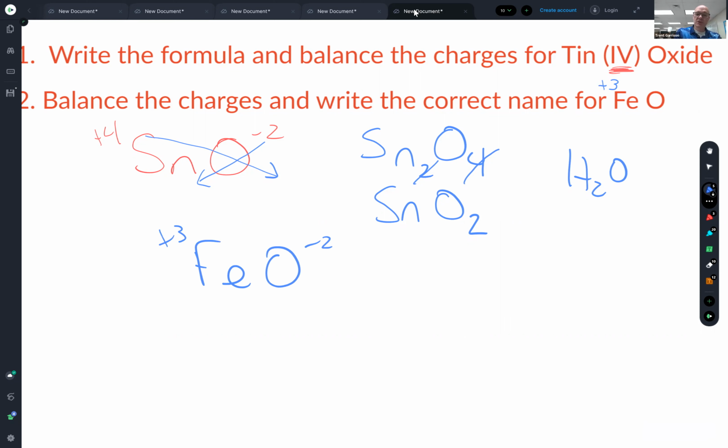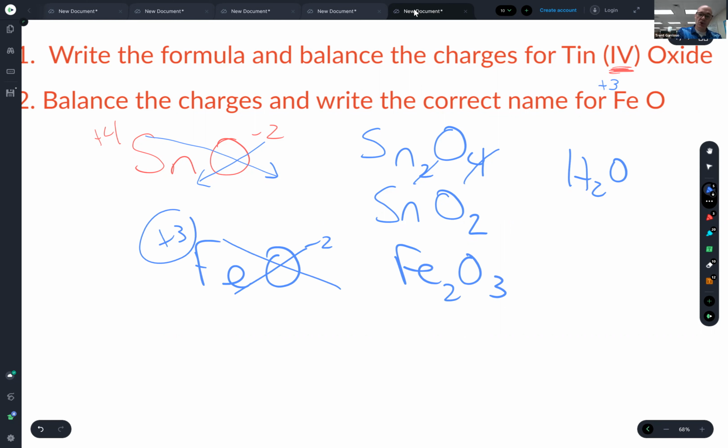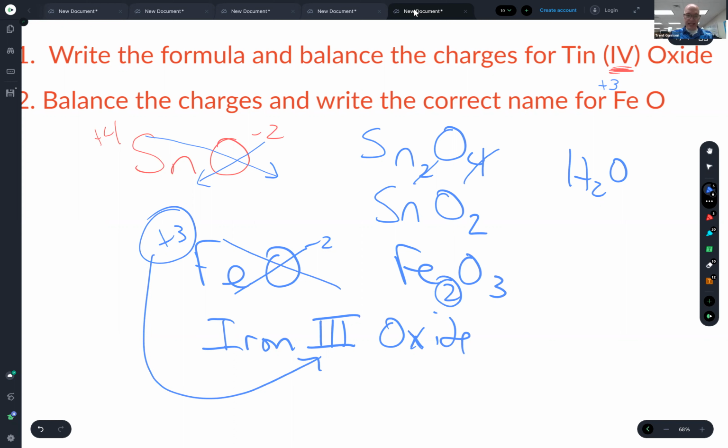So we're going to do a crisscross applesauce and we would end up with Fe2O3. The name of this one is based on that charge. So it's going to be iron(III) oxide. It's not the number of irons that I have. It is based on the charge, what the name is, not the number of atoms. So it's pre-crisscross that you get the name, iron(III) oxide.